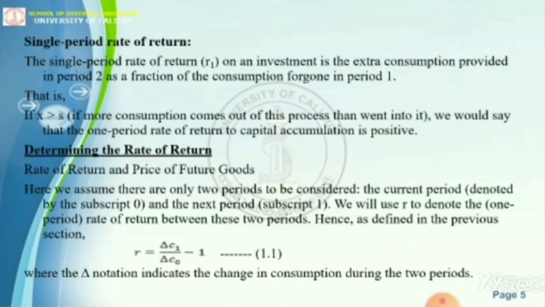Single period rate of return. The single period rate of return, that is R1, on an investment is the extra consumption provided in period 2 as a fraction of the consumption foregone in period 1. That is, if X is greater than S, meaning more consumption comes out of this process than went into it, we would say that the one period rate of return to capital accumulation is positive.